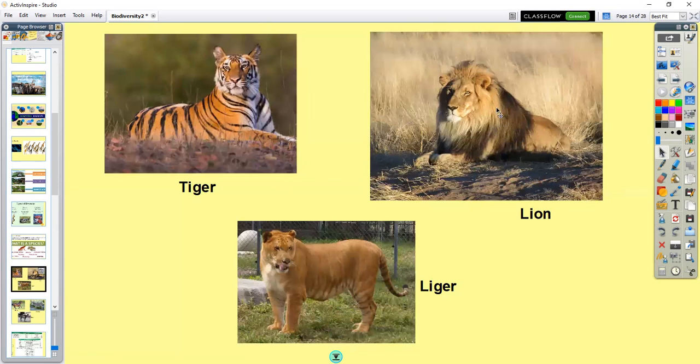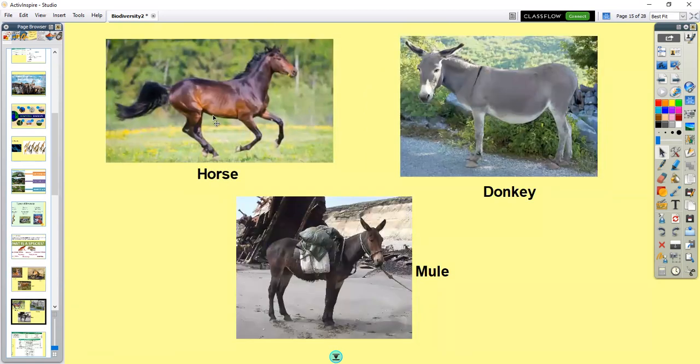Okay, examples: tigers and lions are a different species. Now they can interbreed to produce something called a liger, but a liger is infertile. It doesn't produce offspring. So therefore a tiger and a lion are seen as a different species. Similar is the horse and the donkey, which can interbreed to produce a mule. A mule again is infertile. So therefore the horse and the donkey are considered to be a different species.